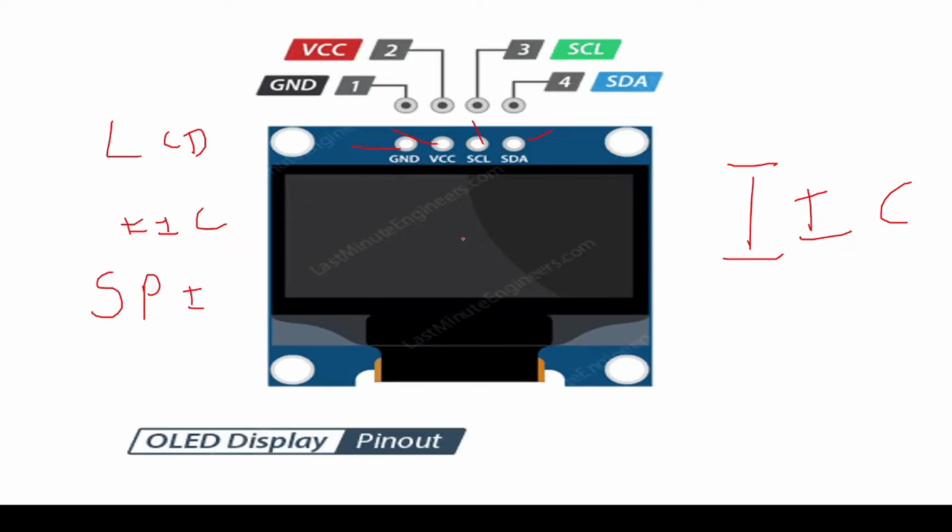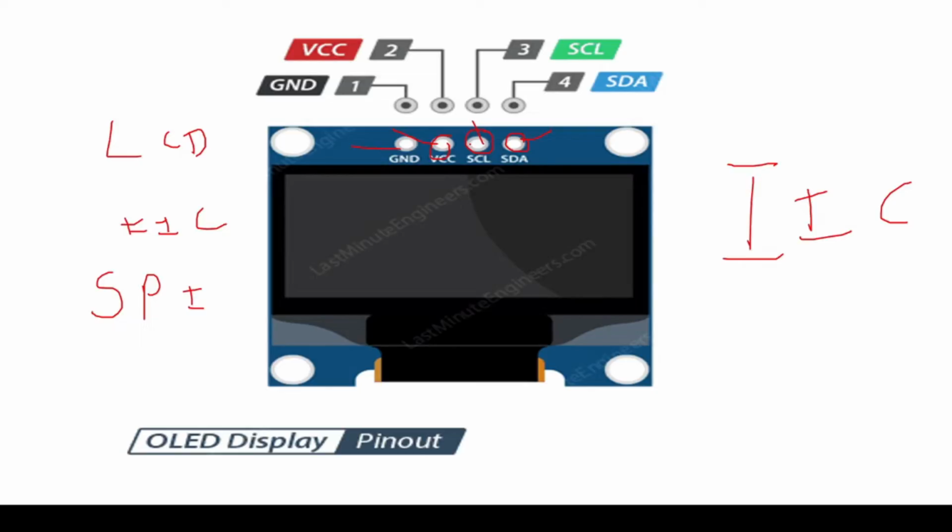When we come to the pins, we have a ground pin to which the negative pin of our Arduino will be connected, and a VCC pin to which we are going to connect the positive pin, the plus 5 volts pin, of our Arduino. Then we have an SCL and an SDA pin. We are going to connect the SCL of our Arduino board with the SCL of the OLED display, and the SDA of our Arduino board to the SDA of our OLED display.